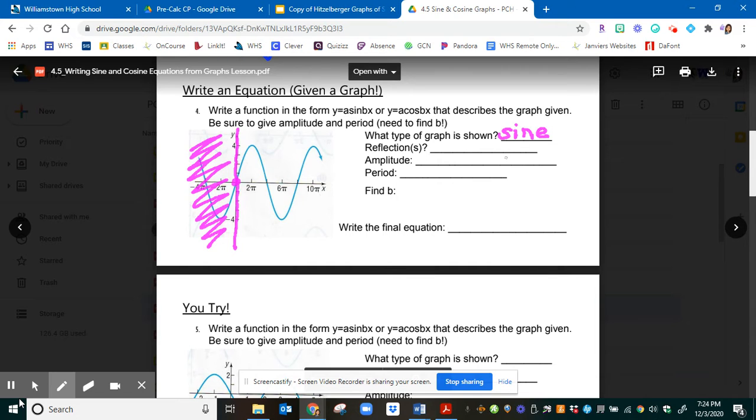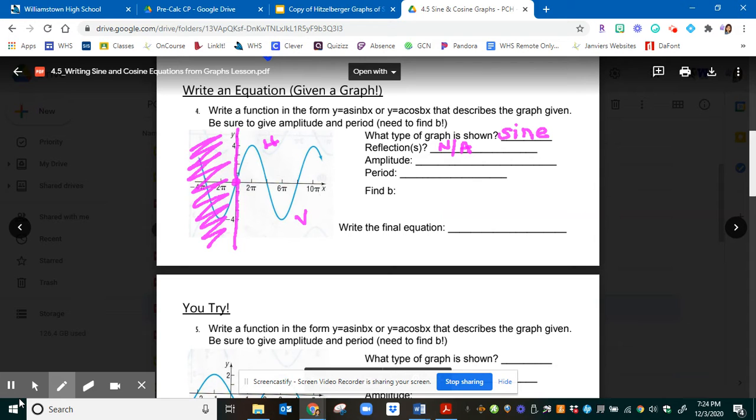Okay, so that's the first thing. Then I want to decide if there's any reflection. So remember, sine does start with a hill and then it has a valley. So this does not have any reflections. So I'm going to put NA because it does not have any reflections.